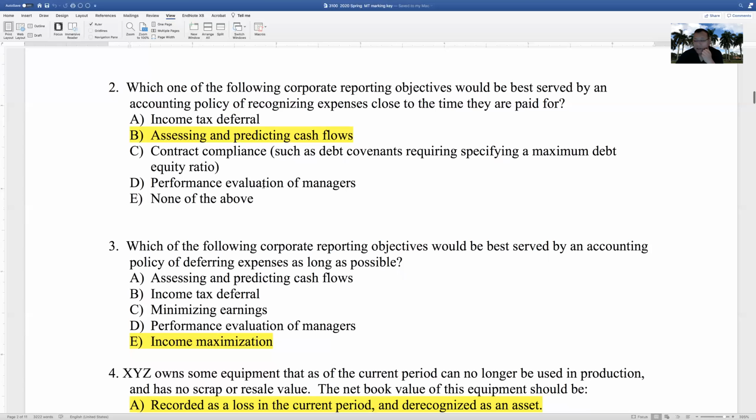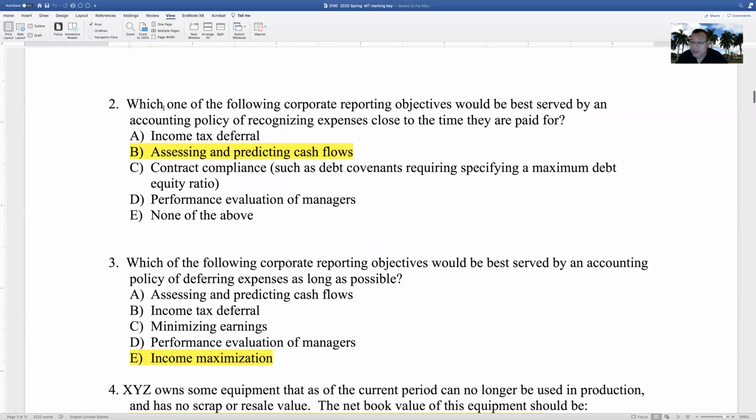D, performance evaluation of managers. Maybe the managers are evaluated based on the company's annual earnings. So the managers have a motivation to manipulate the earnings upward, to make the earnings look better, so that they can probably get a good raise in salary. So the answer for this question is B.